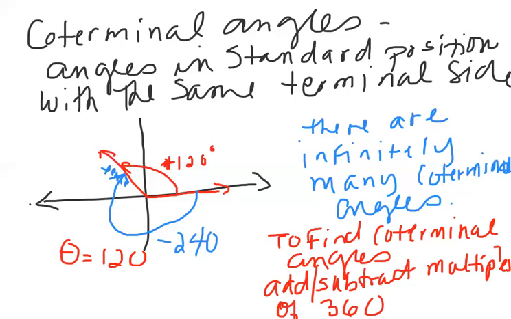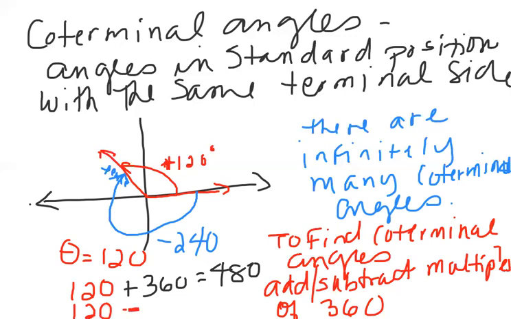So one coterminal angle would be to add 360 to the 120. So that would give me 480. So 480 would have the same terminal side as 120. Additionally, guys, I can also take the 120 and subtract. Notice I'm subtracting 360, and when I subtract the 360, lo and behold, I end up with negative 240.